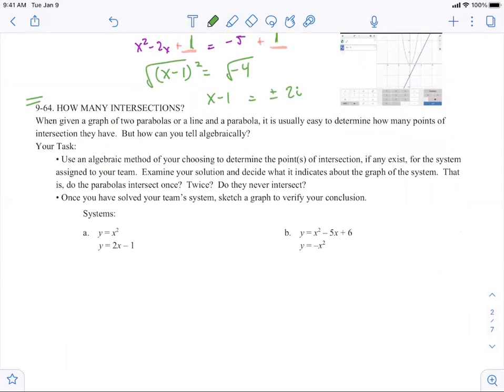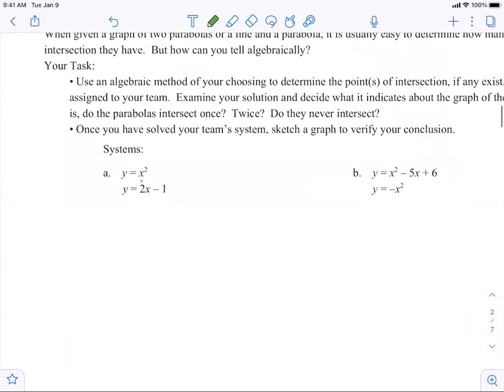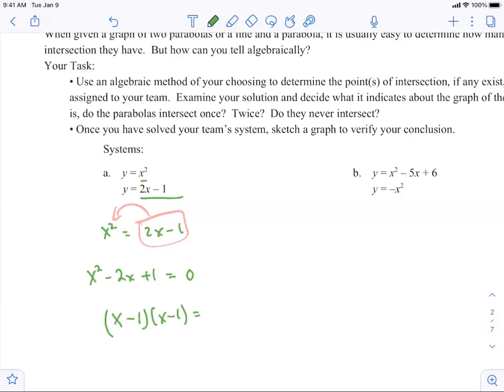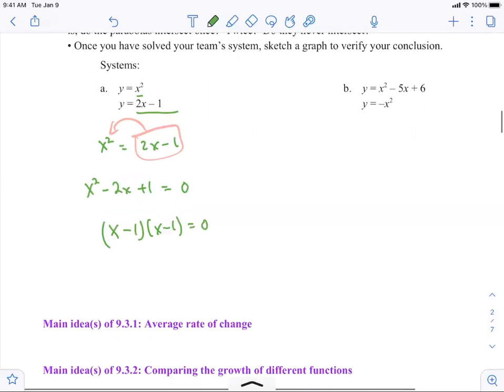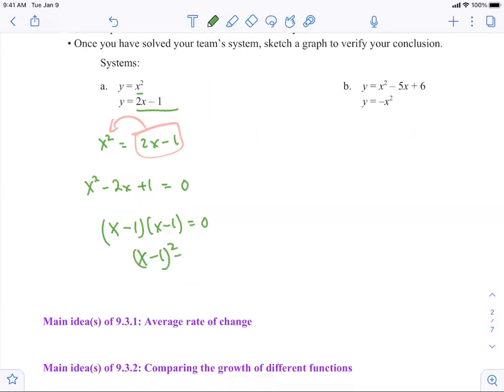Use an algebraic method. So essentially we set these two equal to each other. We have x squared equals 2x minus 1. And then I want to bring everything to the one side. I'm going to bring this to the left side. So I have x squared minus 2x plus 1 equals 0. This one's super nice. I think it factors to x minus 1 times x minus 1 equals 0, which is really just x minus 1 squared equals 0.